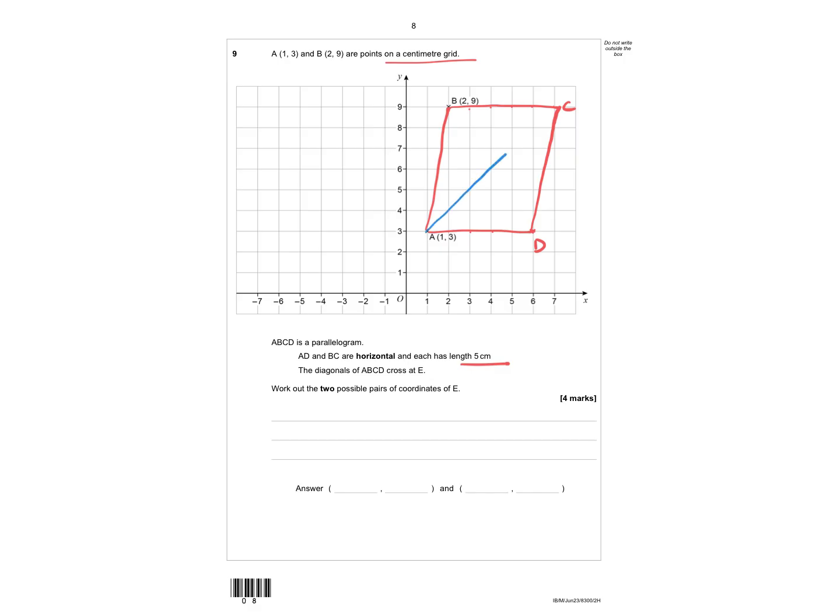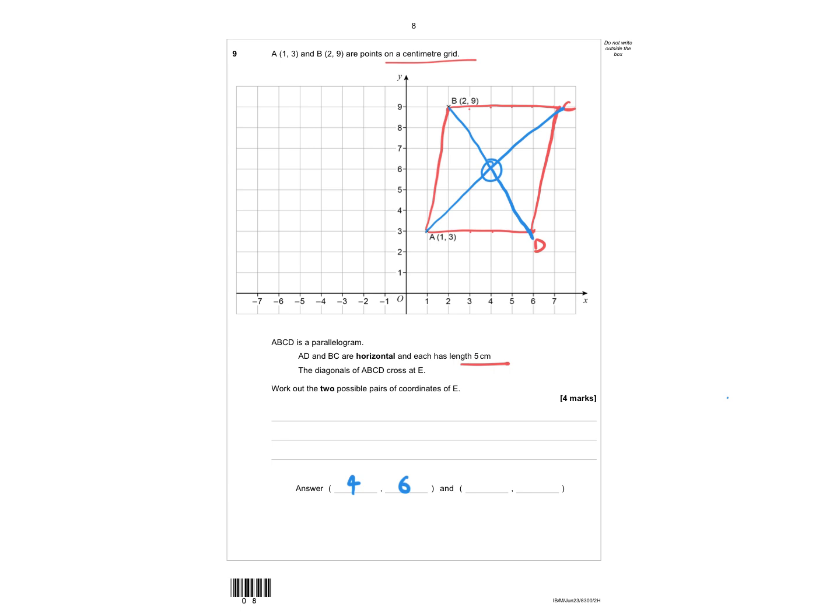So the diagonals, if we draw them in, are going to cross at this point here, which is (4, 6). So one possibility is (4, 6). Now, D and C do not have to be on the right-hand side. They could have been on the left-hand side.